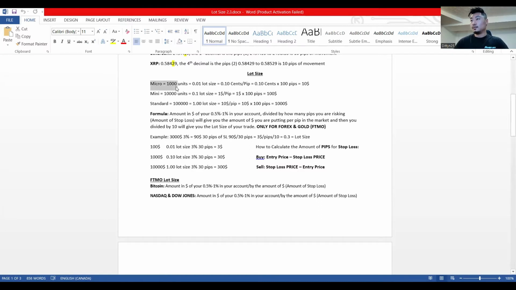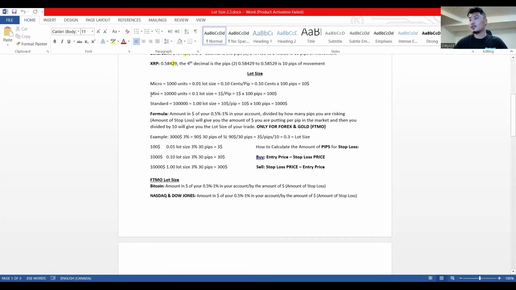So when we say I have a micro lot size, it will be 0.01 lot size. So if you have MT4 on your phone, you would see the lot size when you take a position, right? So if you enter a position with 0.01, it's equal to 10 cents per pip that you're putting in the market. Okay, so for example, you took a position with 0.01, equal to 10 cents a pip, and you catch 100 pips, it would be $10, right?